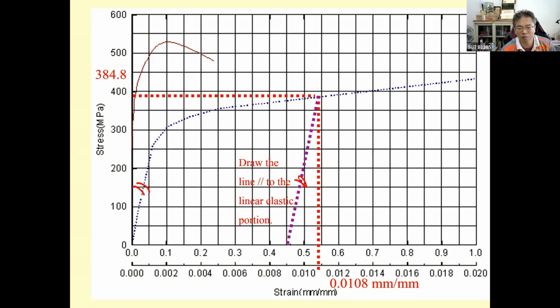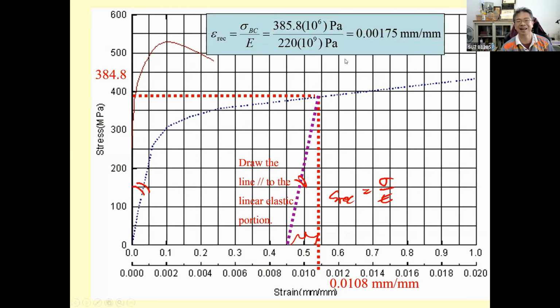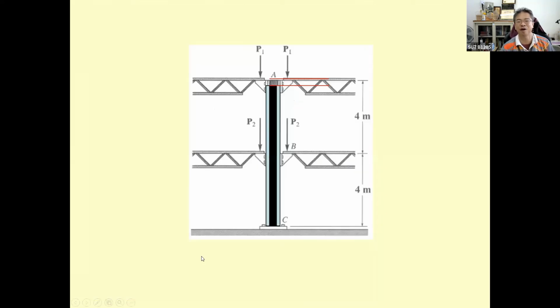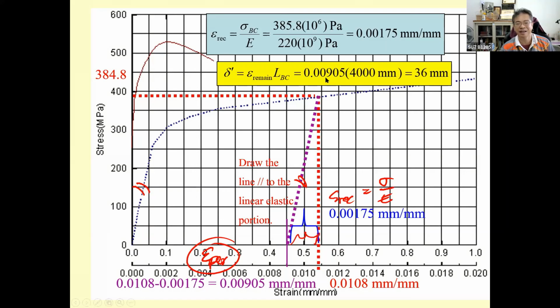And then what we're looking for is strain recovery. It is going to be stress divided by modulus of elasticity. That's the thing we have before. And then the permanent set is going to be the red minus the blue. You get this one. This is going to be strain permanent. And then the permanent deformation is just strain permanent times the length. That is going to be 36 millimeter.